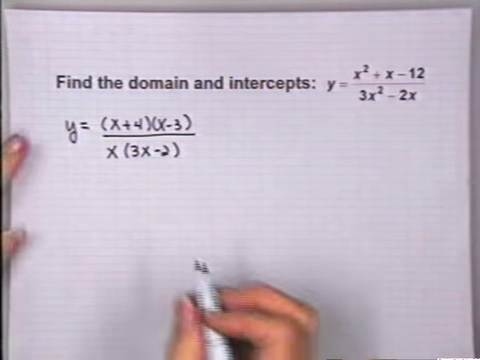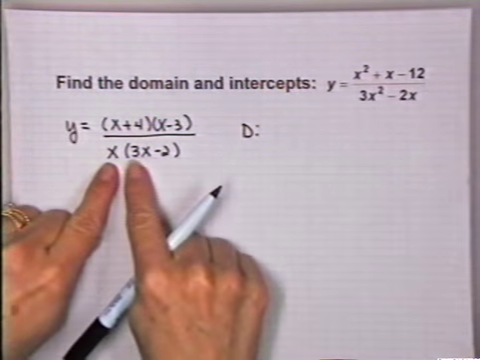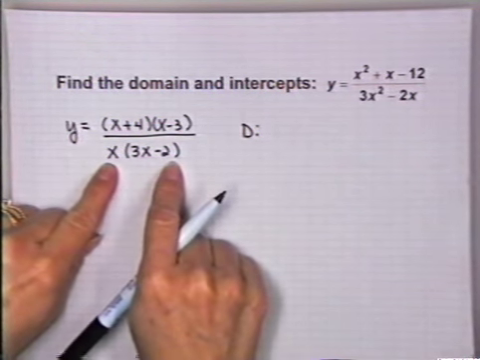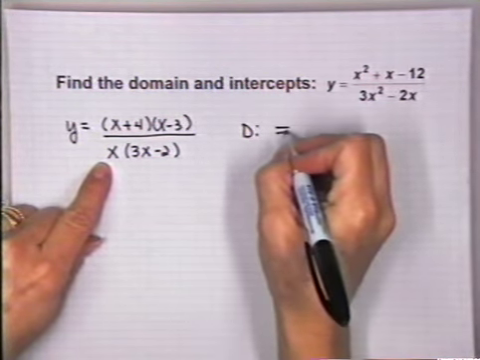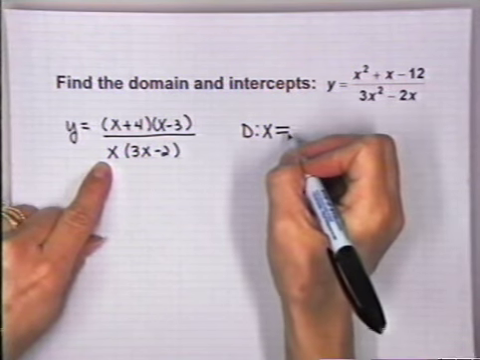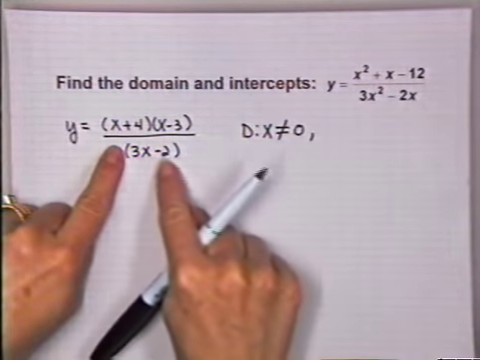Okay? Now, let's talk about domain first. Remember, I'm looking for any value of x that will make this denominator become 0. We'll look at your first factor right here of x. Of course, if x is 0, then we get a 0 down here, don't we? So x cannot be 0. What about from this factor?